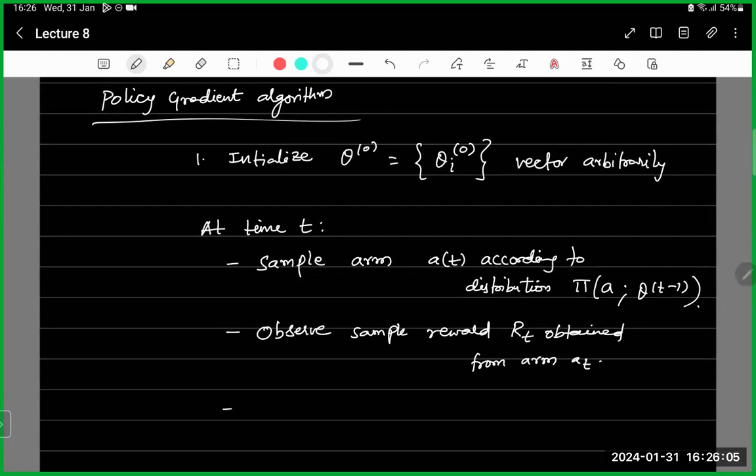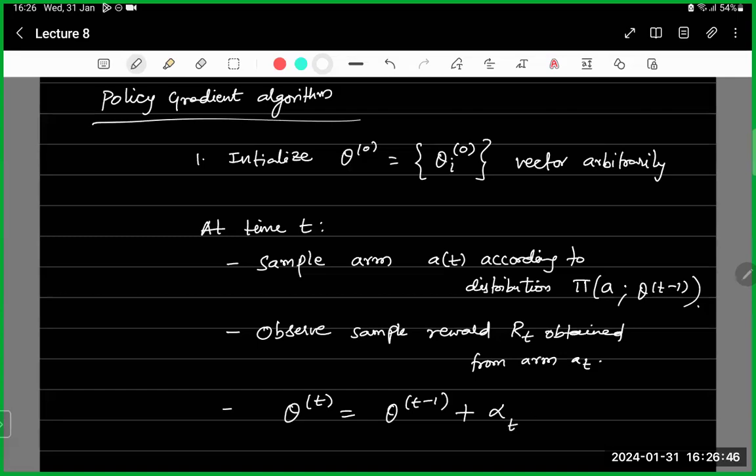Now we can use stochastic gradient descent, right? What is stochastic gradient descent? Theta t equal to theta t minus 1 plus, previously we were minimizing, so we were using minus alpha into something. Here we are maximizing, so we'll use plus alpha. We'll just move along the direction of the slope because we want to maximize. It will be into some small constant alpha.